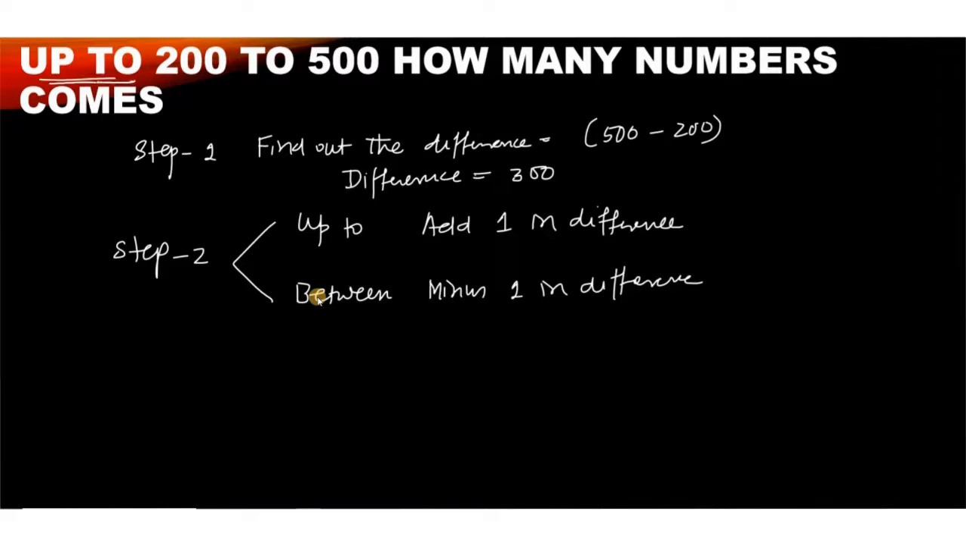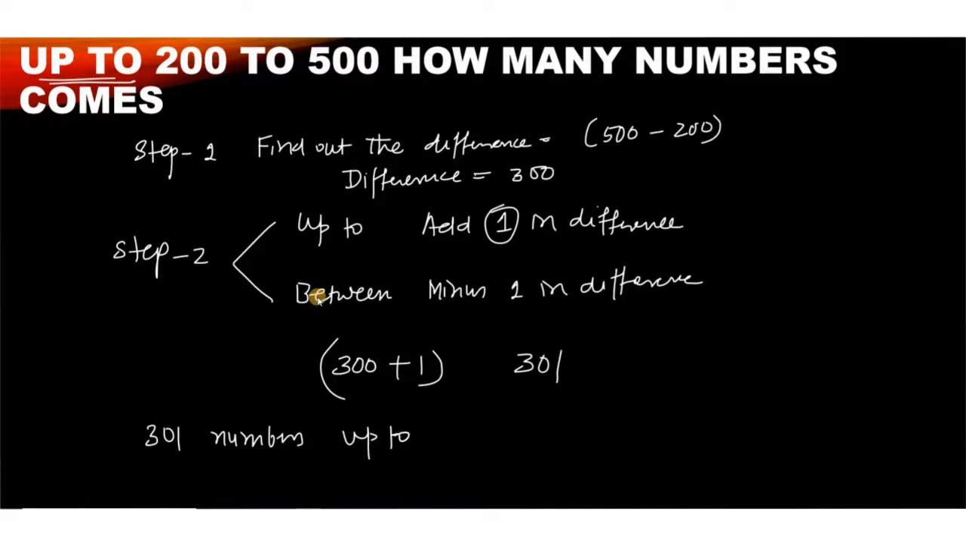Here what is given? Here it is given up to. So we have to add 1 into the difference. So 300 plus 1, that is 301. So there are 301 numbers from 200 to 500. Did you understand? So one more time. If it is up to, you have to add 1. If it is between, you have to minus 1. Add 1 where? In difference. Minus 1 where? In difference.